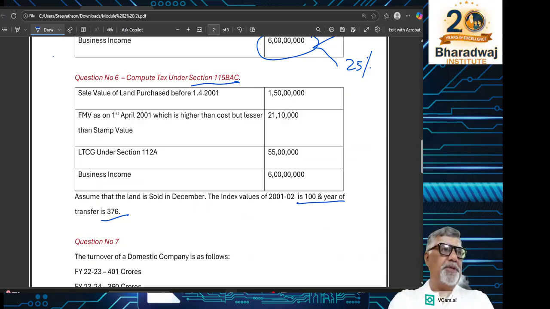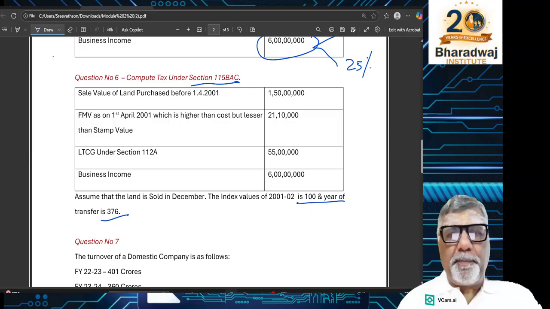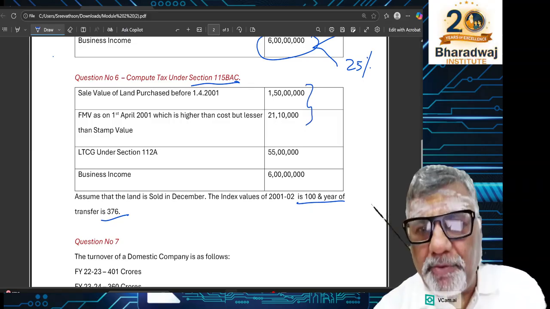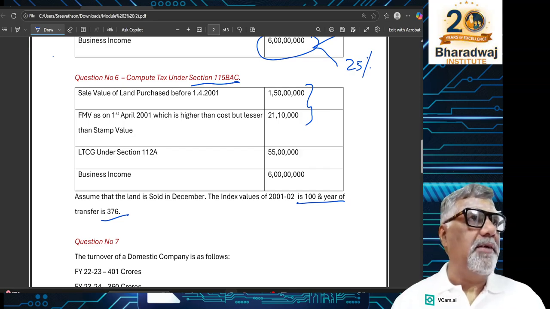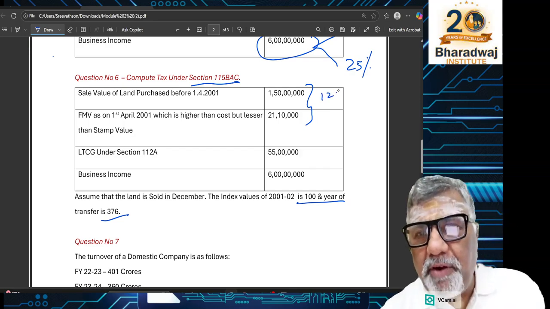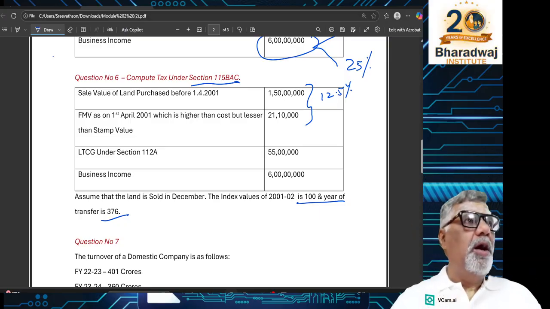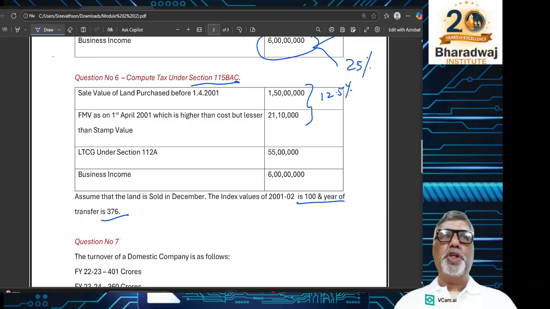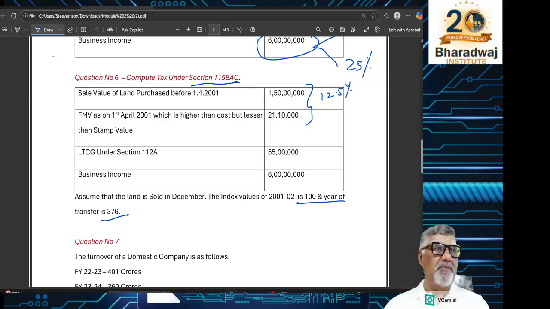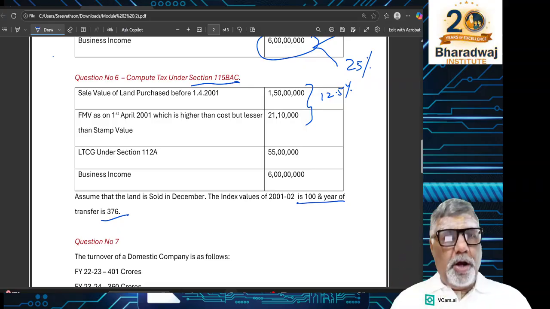So the two options available to me are: without applying indexation, 150 minus 21.10 at 12.5%, or by applying indexation at 20%. Whichever is less, I can opt. Am I clear to you? Okay, let's start.